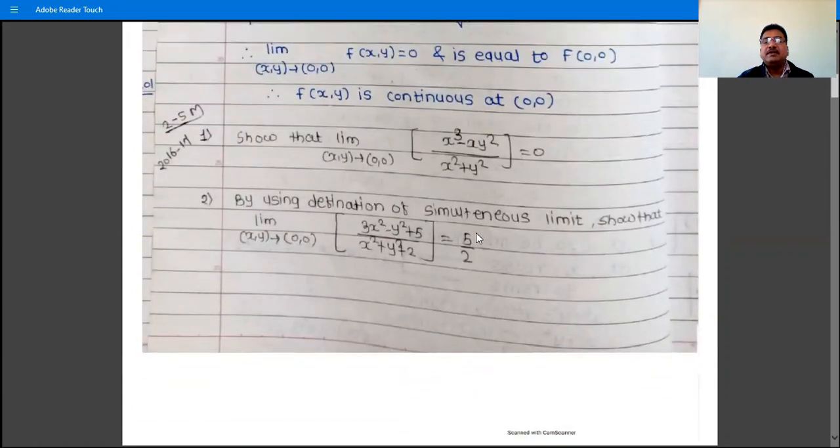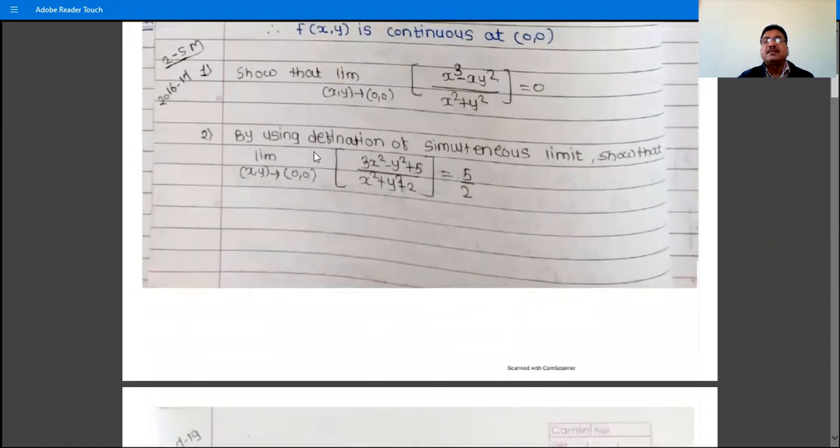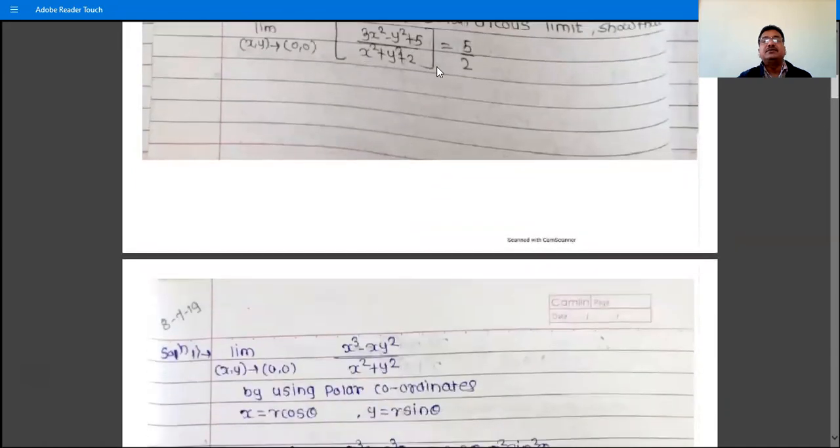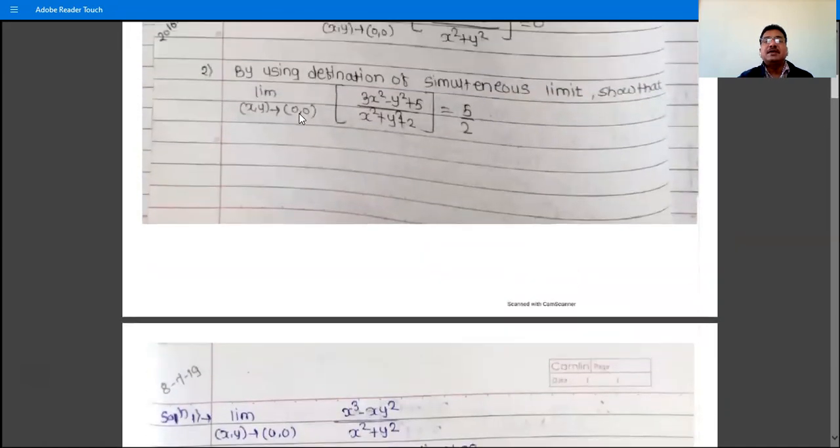By using the definition of simultaneous limit, show that this is equal to 5 by 2. So the answer is 5 by 2. The answer is given. If we substitute x and y as 0, then we have the answer 5 by 2. Here, for 3x square minus y square divided by x square plus y square, suppose there is no plus 5 and plus 2, then the answer is 0.